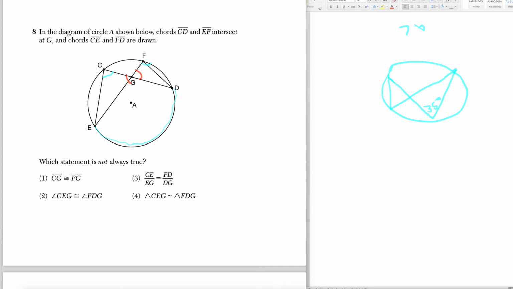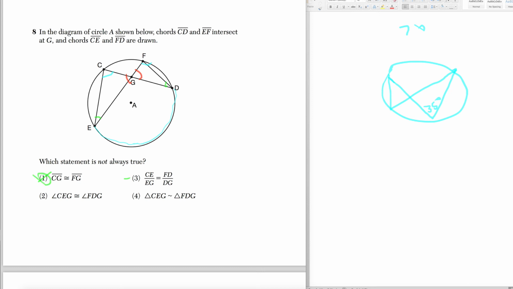Same thing with those two sides, ED. So now you just know that CG is congruent to FG. No, not congruent, right? Okay. Angle CEG is congruent to angle FDG. Yes, true. CE is to EG as FD is to DG. That one works also.